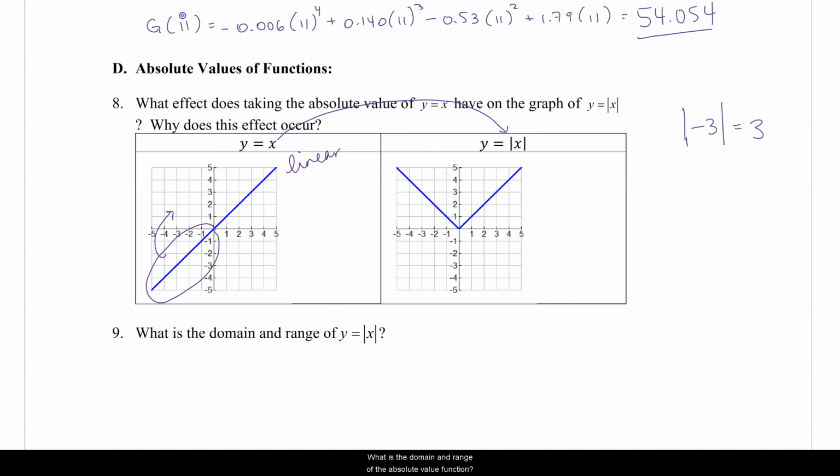What is the domain and range of the absolute value function? Well, just like you can plug in any number, negative or positive or irrational or 0, into the absolute value and get a number back, the domain is all real numbers. What do you notice about the range? The range never goes below the x-axis. It's only from 0 and up. So we have a range of 0 to infinity, very similar to our even-powered polynomials. Yet notice this graph is very different, especially with that corner there.